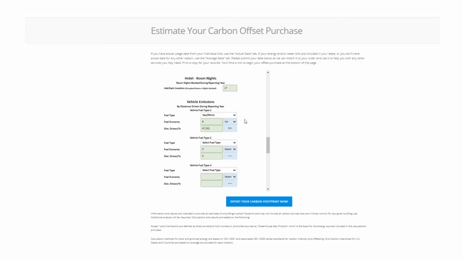Their fuel economy was 8 kilometers per liter, and the total distance driven was 47,332 kilometers. If they had an additional vehicle or we wanted to add one, we would simply select the fuel type, give it a fuel economy, and a scale for that economy, in this case kilometers per liter, and the total distance.